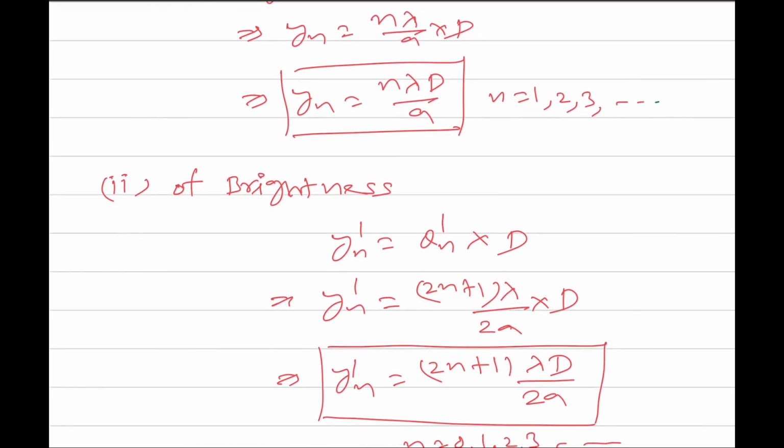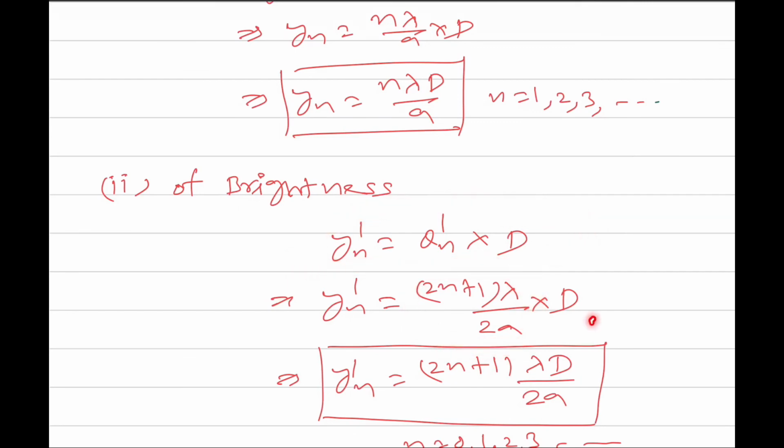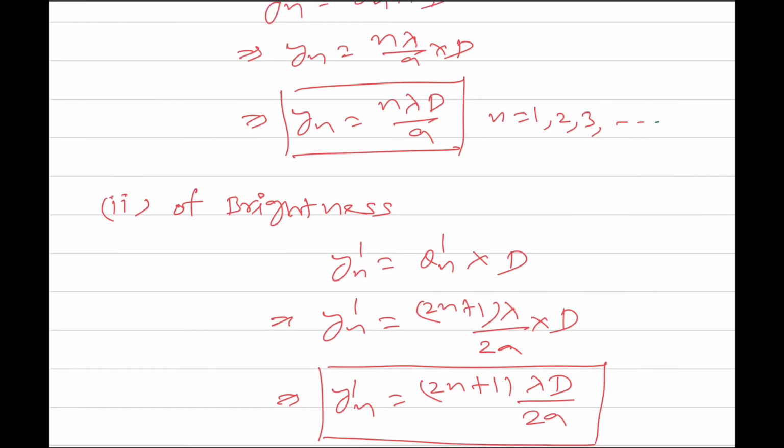Similarly, if you want to find linear position of bright fringes, y dash n is equal to theta dash n into D. Theta dash n is equal to (2n plus 1) lambda upon 2a into D. So you get y dash n is equal to (2n plus 1) lambda D upon 2a. So what is the value of n here? N will start from 1, 2, 3 and so on. If you put n is equal to 1, you will get position of first bright. If you put n is equal to 2, you will get position of second bright and so on.